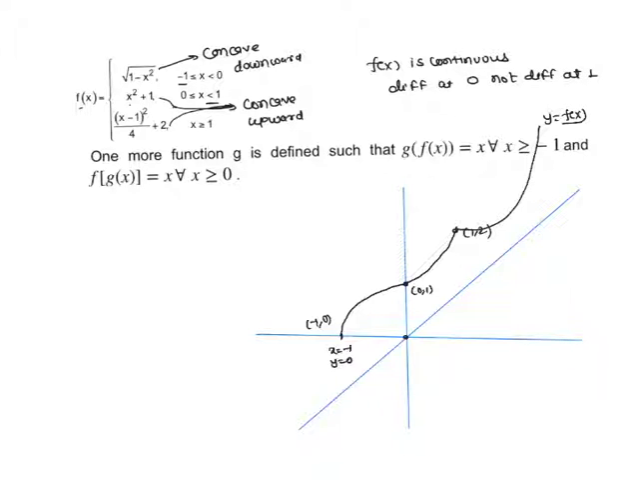Next, given is g of f of x equals to x. So from there we can say f(x) is nothing but g inverse of x for all x greater than or equals to minus 1. So that means we can say this f(x) is nothing but what?